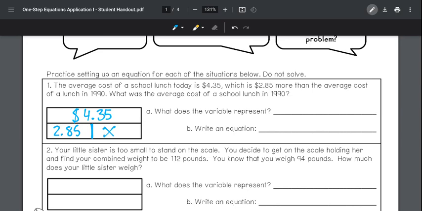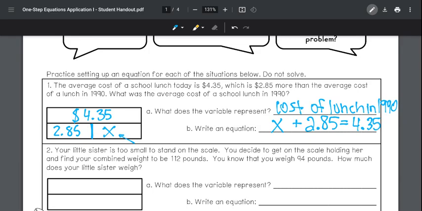So what does this X represent that I just drew? This X represents the cost of a school lunch in 1990. Okay, so we're going to write cost of lunch in 1990. Okay, so our equation is our cost of lunch in 1990, which is X, and then we'll have to add those $2.85 to get to today's total, which is $4.35.